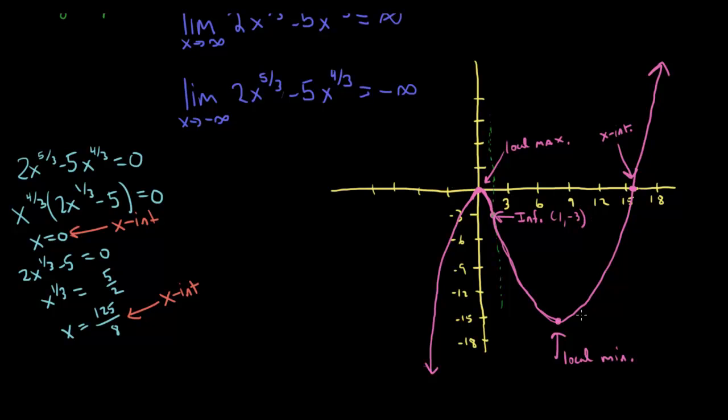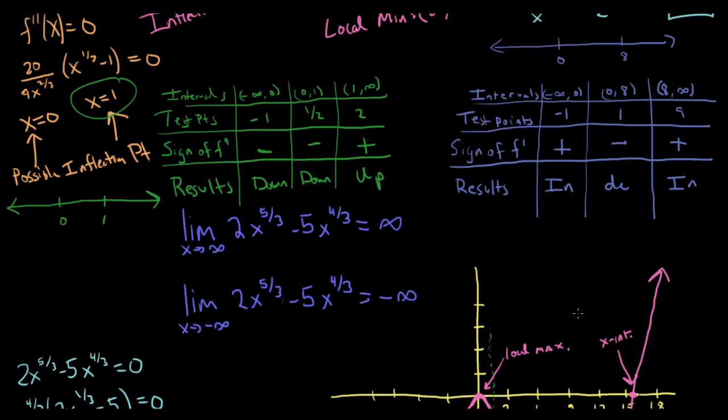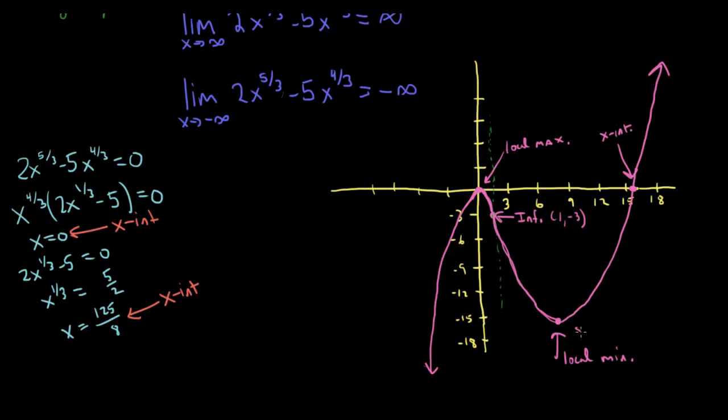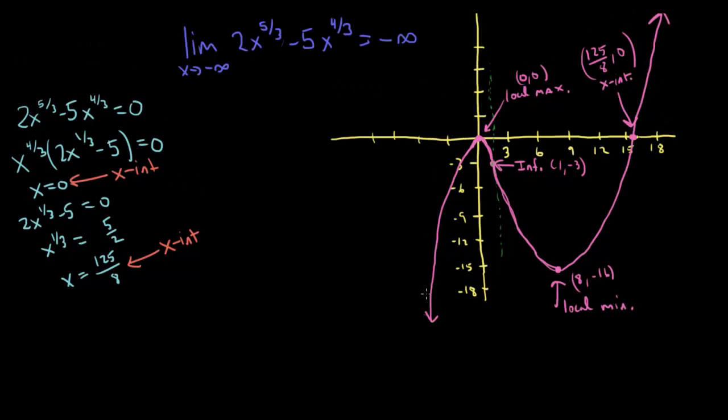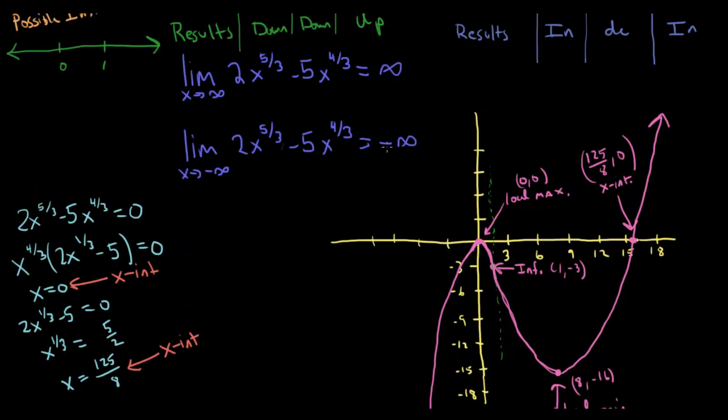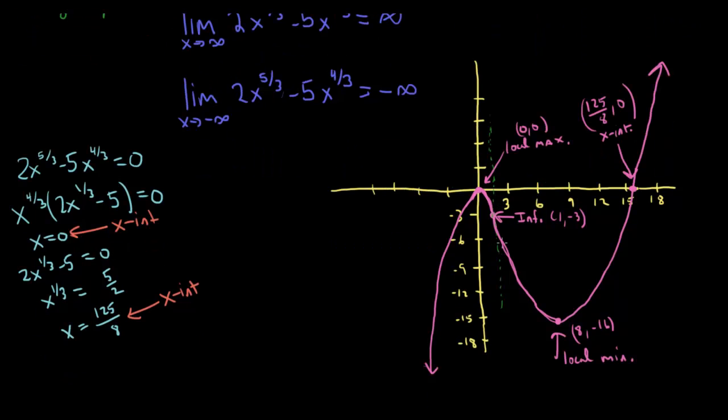We had a local minimum down here, that was at, what did we say, 8, -16? Yeah. 8, -16. We had that x-intercept, that was at 125 over 8, 0. Our local max was the origin, 0, 0. And that's, I think, everything. Our end behavior to the right was off towards positive infinity. To the left was down towards negative infinity. And there you go. I think that's about as good as we can do by hand. Graph paper would make it a little nicer.